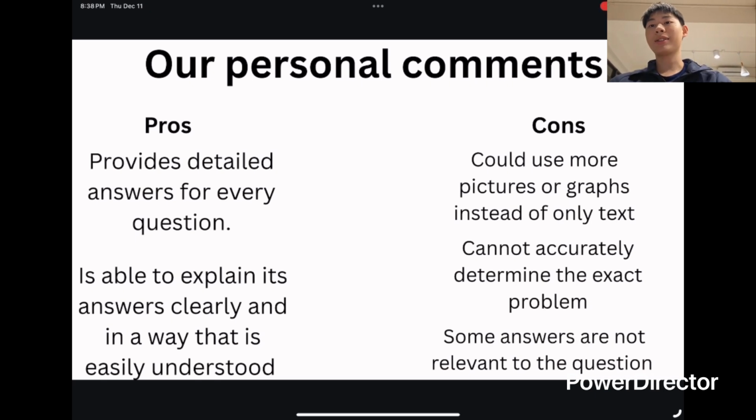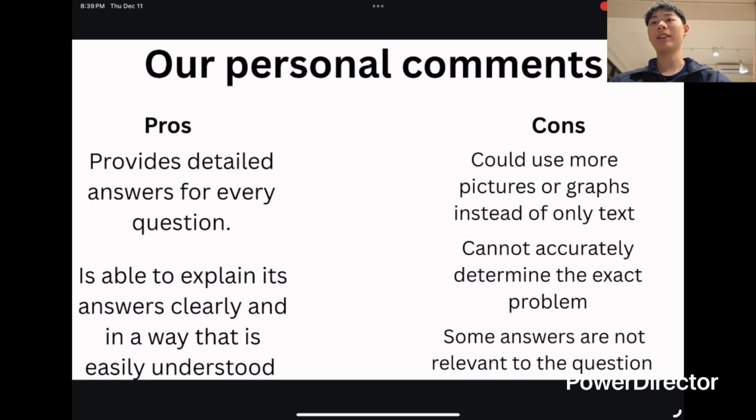However, now let's move on to the cons. ChatGPT could use more pictures or graphs instead of only text-based answers. We feel that the inclusion of pictures or graphs will allow us to get a more thorough understanding of what ChatGPT is trying to convey, since looking at long or large bodies of text is really tiring.